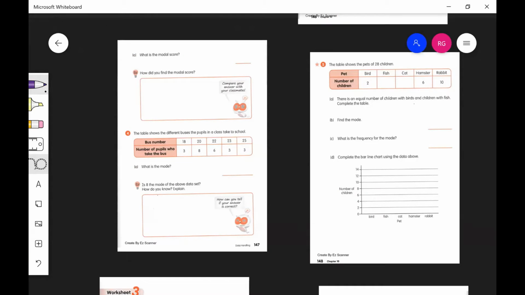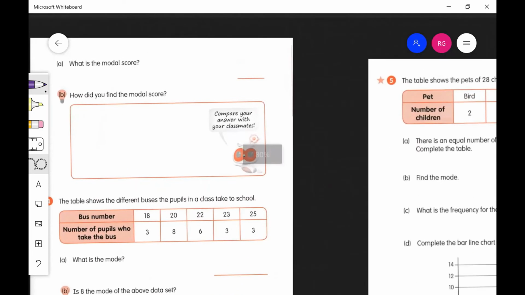And what's the modal score? 7. Okay, why do you say that? I think mode and modal score is the same. Yeah, well, what we need to do here is say that yes, I think 7. So we should say 7 there. Okay. All right. And so that'll work for that.